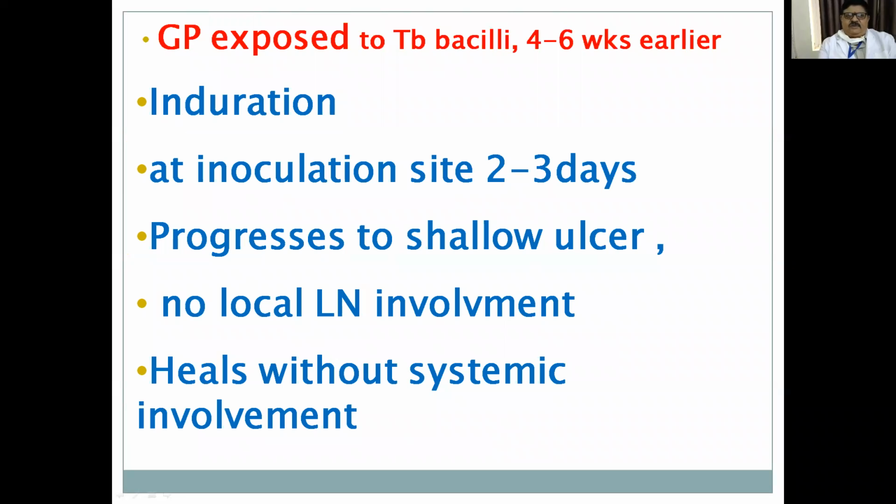Whereas, if you take a guinea pig that was exposed to TB bacillus 4 to 6 weeks earlier, there is a local induration within 2 to 3 days at the site of inoculation. It progresses to become a shallow ulcer. There is no local lymph nodal involvement. In the healthy guinea pig which was not exposed earlier, the local lymph nodes are involved, enlarged, and become caseous. But here there is no such local lymph node involvement, and it heals without systemic involvement. So that is the difference.